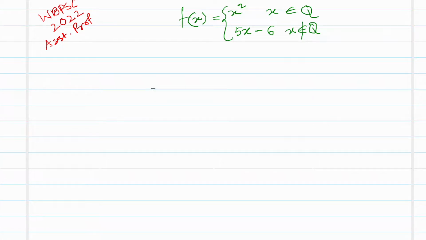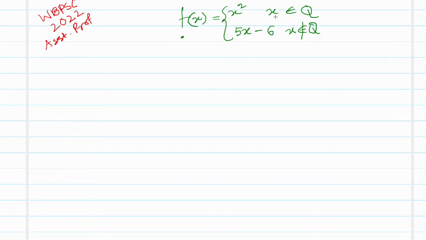Hello everyone, in this video we are going to talk about continuity of a function. This is the given function and some data is given. For x in rational numbers the function is x square, and for x which is not rational the function is 5x minus 6.